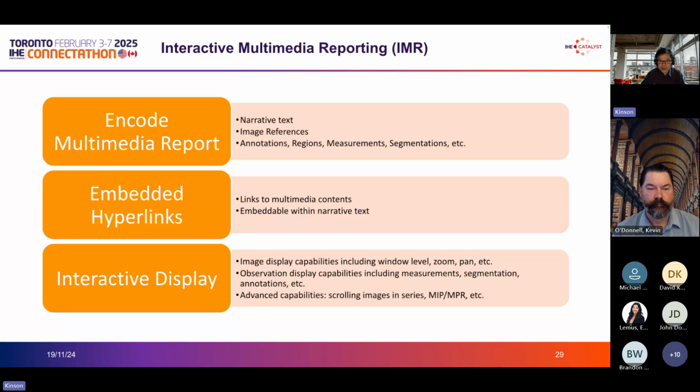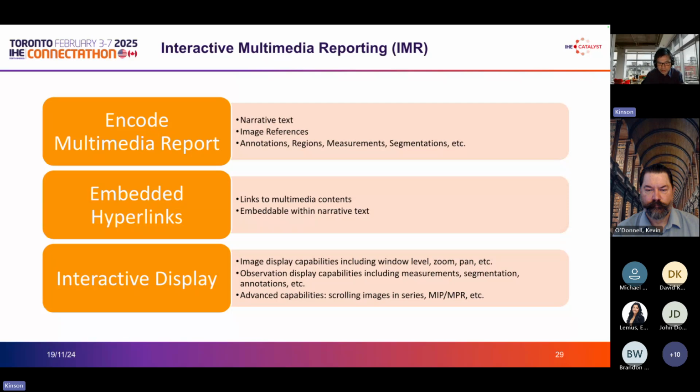And the new thing introduced in IMR is you can incorporate image references or other measurements and regions with the specific tag in the narrative text, so that when the viewer renders that report, it can show the multimedia contents. And then the second introduction in IMR is the embedded hyperlinks.